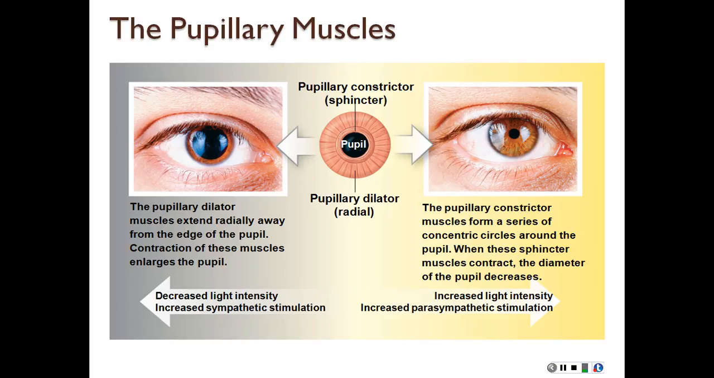And then we have intrinsic muscles, such as these 2, pupillary constrictor and pupillary dilators. When one of these sets of muscles, and these are smooth muscles, so we don't have control over them.